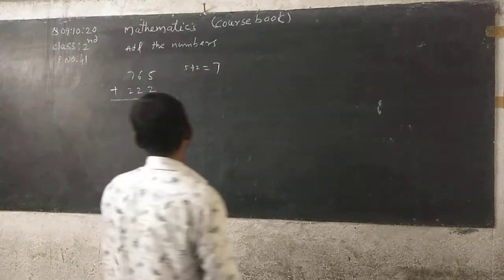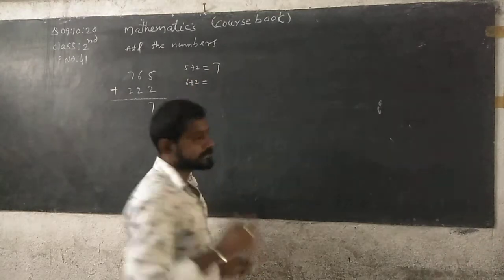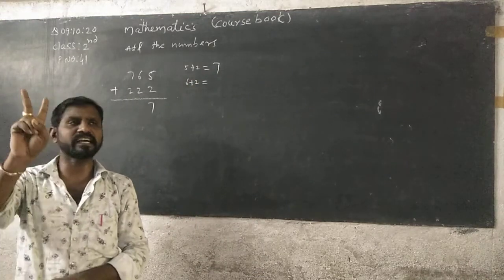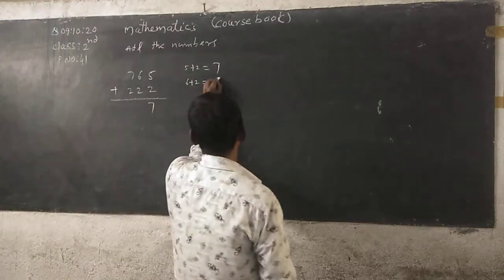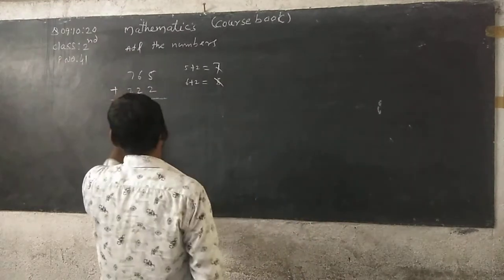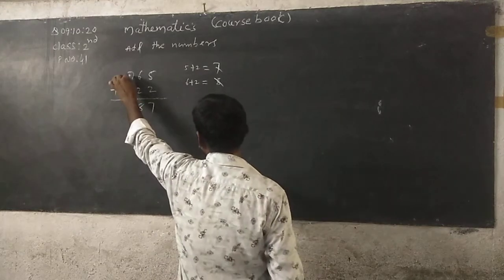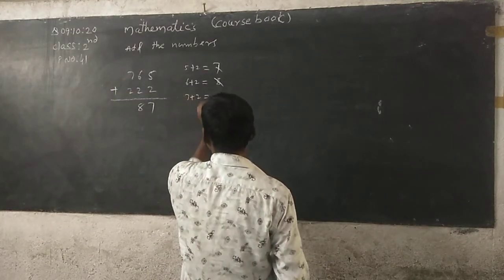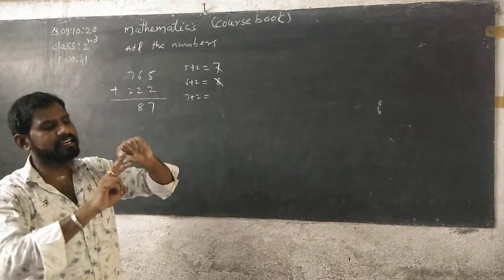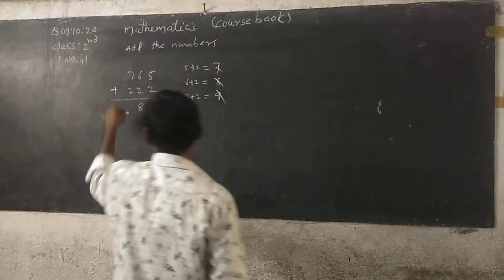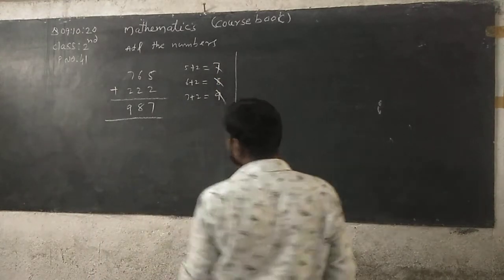Next, we add the digits in tens place, that is 6 plus 2. Keep 6 in your mind and take 2 fingers in your hand. You can count 6 after 7, 8. What we get, beta? 8. Write 8 under tens column. Next, we add the digits in hundreds place, that is 7 plus 2. Keep 7 in the mind and take 2 fingers in your hand. Count 7 after 8, 9. So write 9 under hundreds column. Sum is equal to 987.